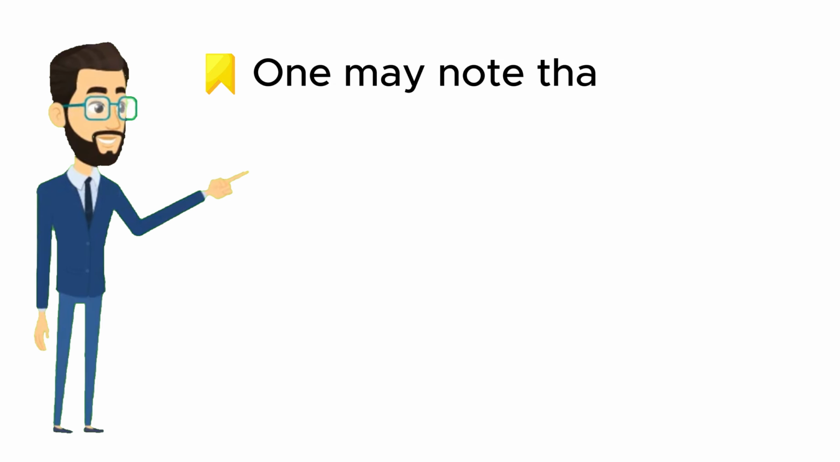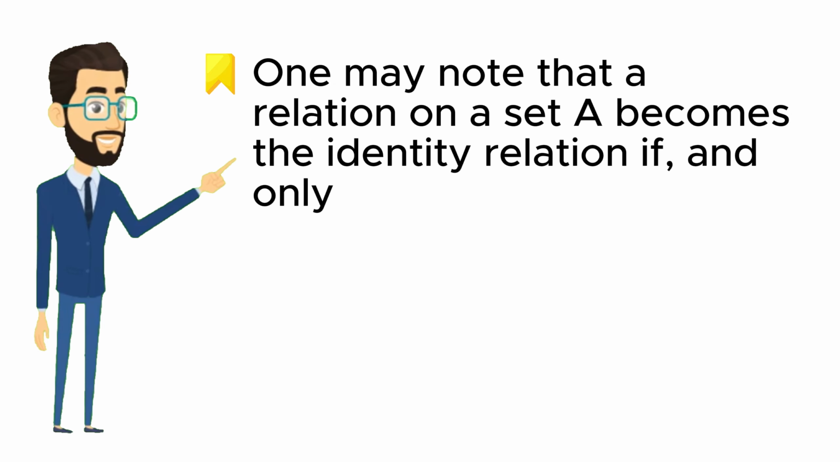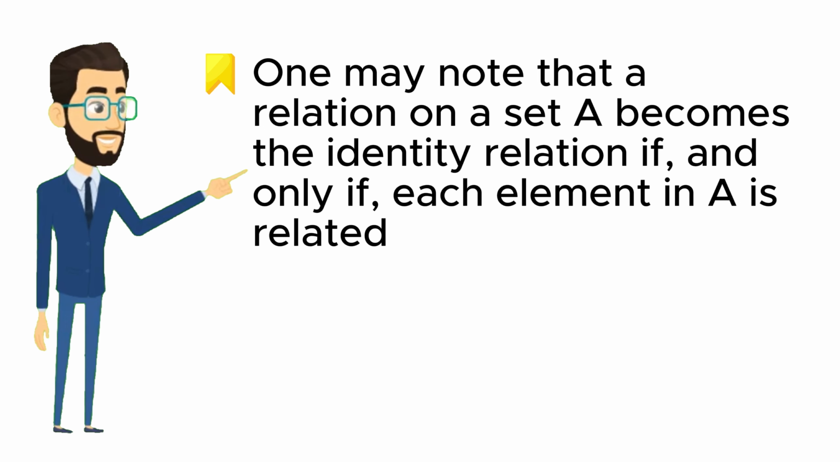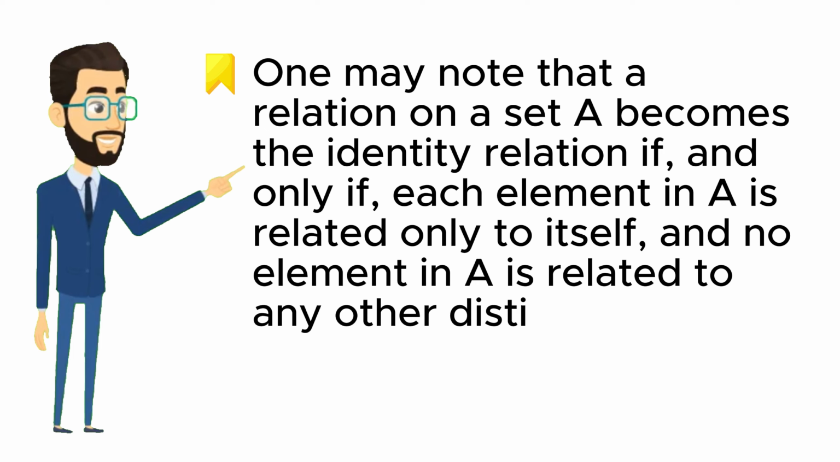One may note that a relation on a set A becomes the identity relation if, and only if, each element in A is related only to itself, and no element in A is related to any other distinct element in A. For example, let A = {1, 2, 3, 4}.